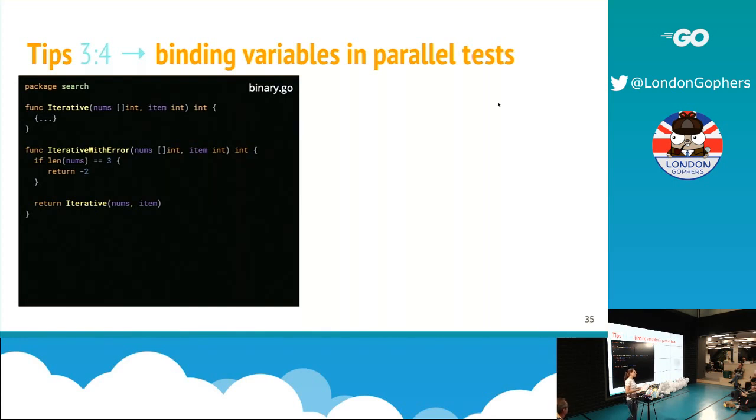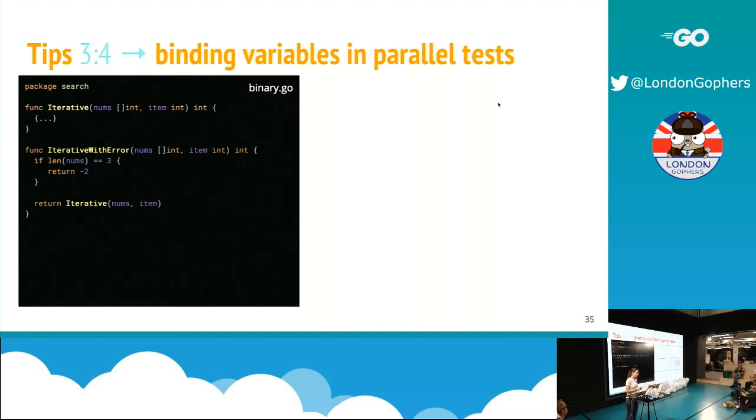Tip number 3. We talked a bit before about adding the tc := tc line when we are doing table-driven subtests, and we're going to talk a little bit about why that is important to do. So in this case, inside our binary package, we're also introducing another function, which is called iterative with error. And that is just for us to be able to trigger an error on the tests, right?